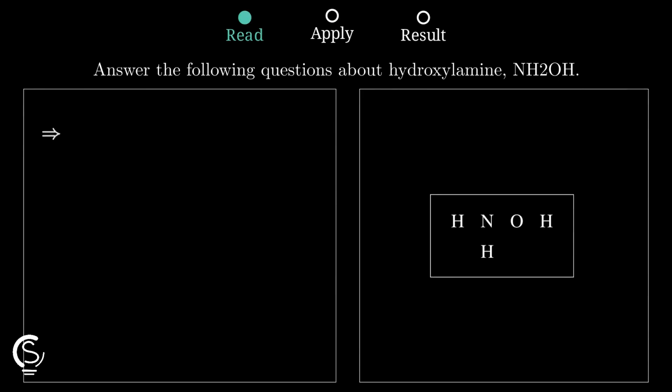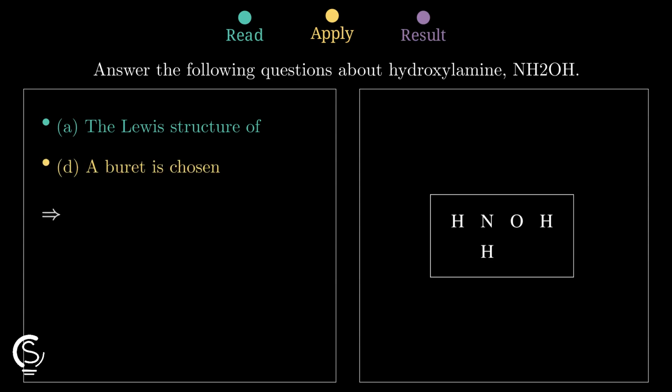Part B. The net ionic equation is NH2OH aqueous plus H plus aqueous goes to NH3OH plus aqueous equals 0.01784 liters. Part D, a burette is chosen for its high delivery precision, plus or minus 0.05 milliliters. Part E, pOH equals 14.00 minus 6.03 equals 7.97.